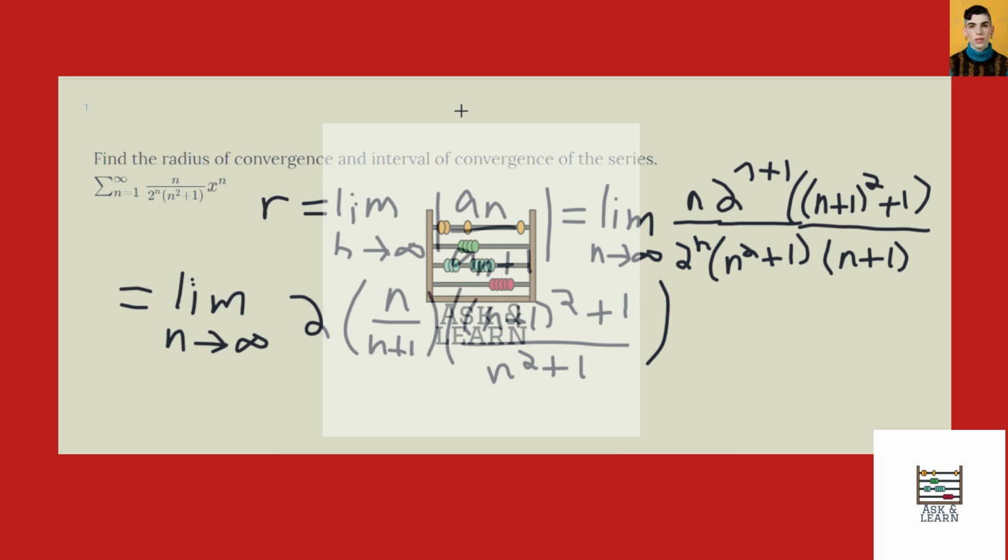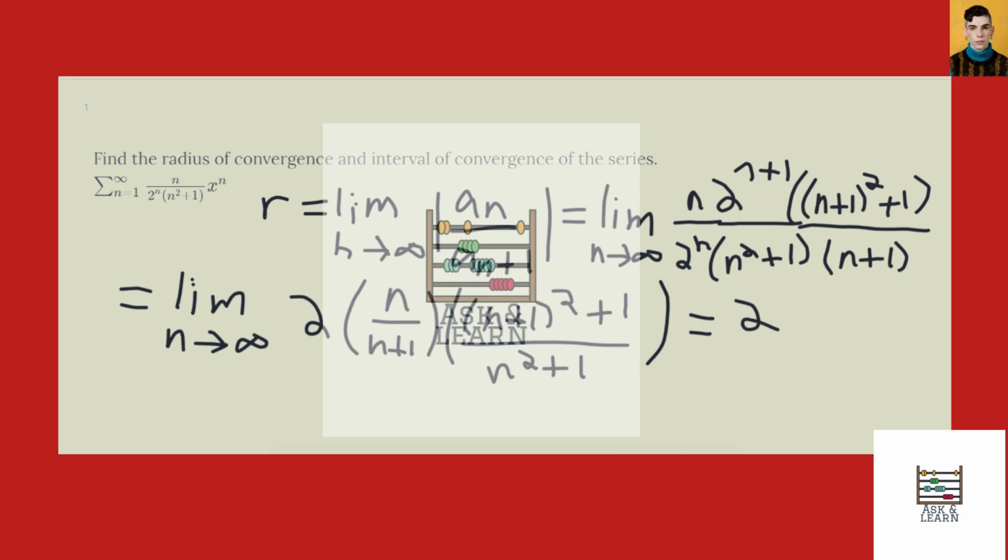So up here, this is a degree 2 polynomial with leading coefficient 1. Down here, this is a degree 2 polynomial with leading coefficient 1. So as n goes to infinity, this is going to go to 1. And as n goes to infinity, n over n plus 1 is also going to go to 1. So this turns into 2 times 1 times 1, which is just 2. So that's the radius of convergence.